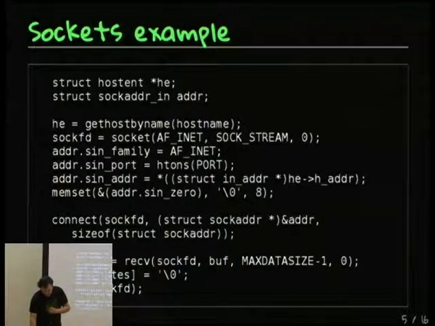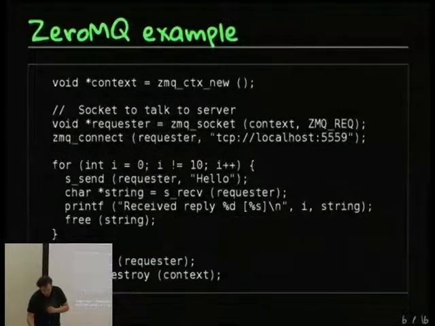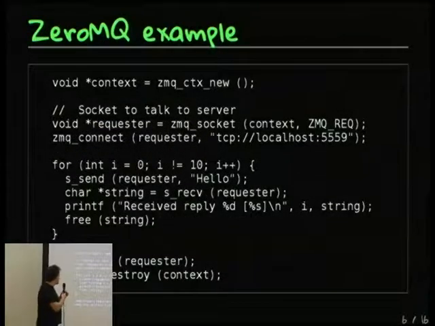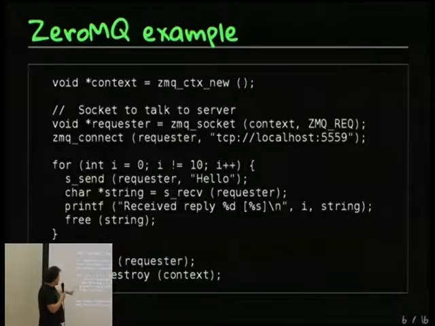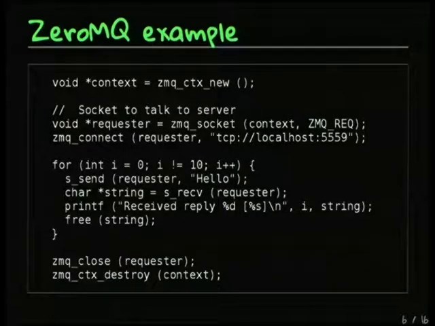So another hello world, this time in ZeroMQ. And here you see that we will just open a ZeroMQ socket with some type. We will connect it, and then we will send hello, and we will wait. We will receive something back and print it. So the API is quite straightforward and quite simple and quite readable.